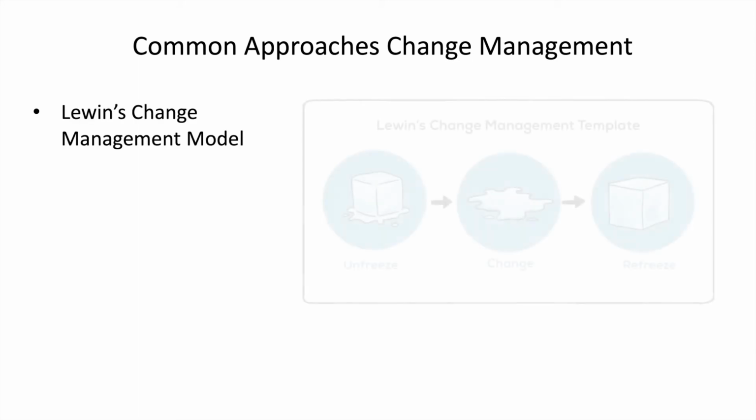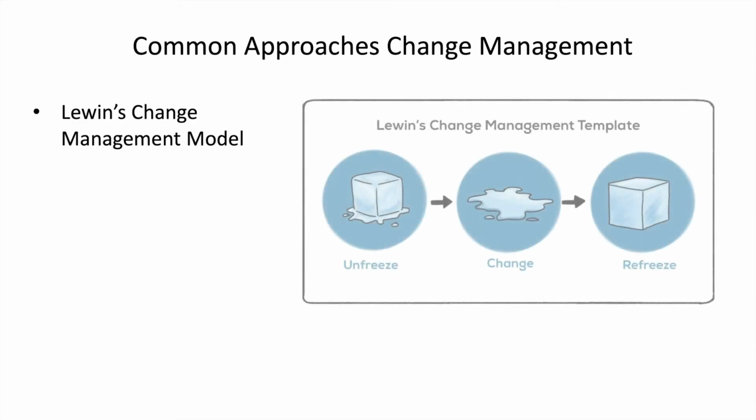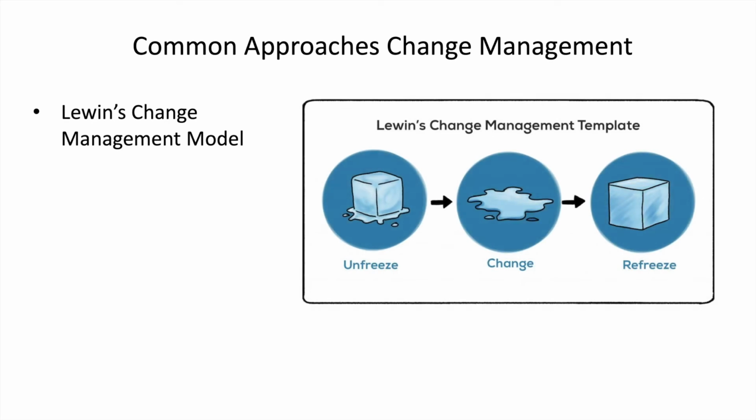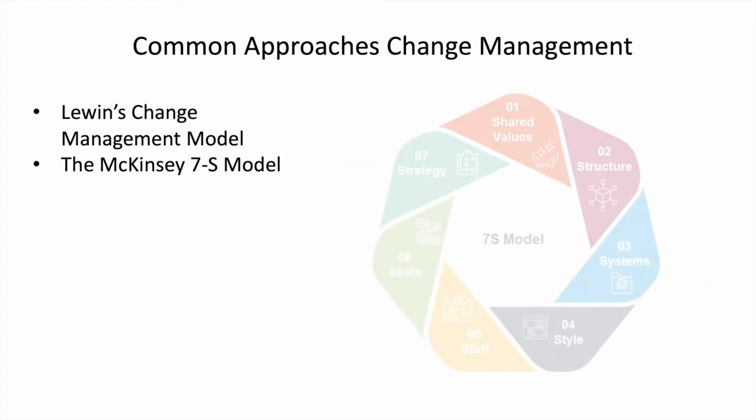Some other approaches to change management include Lewin's change management model. Kurt Lewin developed his model in the 1950s. It aims to divide change into 3 steps: unfreeze, or the preparation phase, change, or the implementation phase, and refreeze, or the sustainment phase. Then there's the McKinsey 7S model.